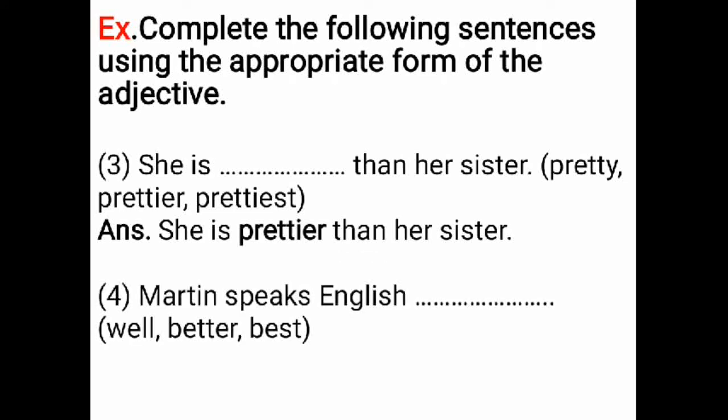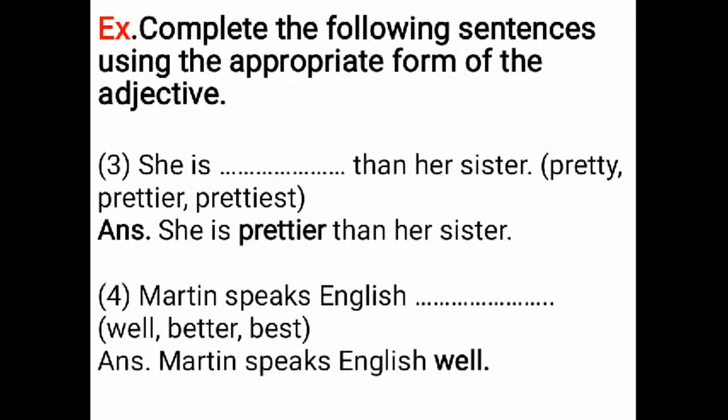Next, Martin speaks English dash. Well, better, best. Correct answer is Martin speaks English well.